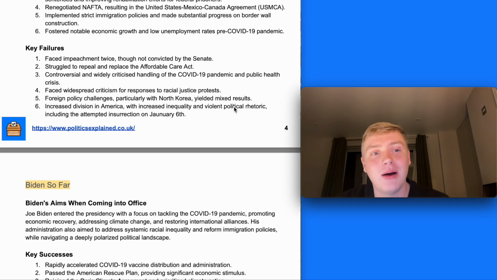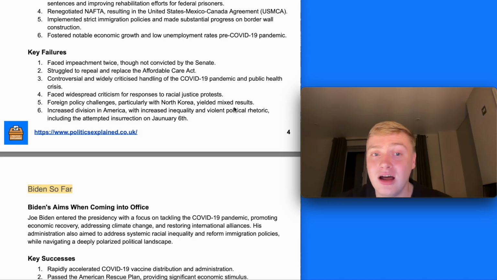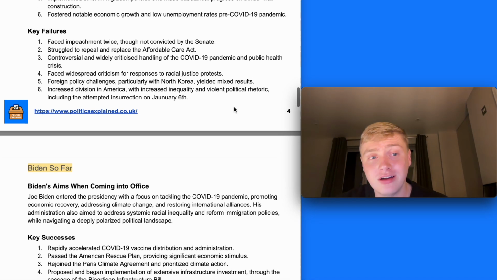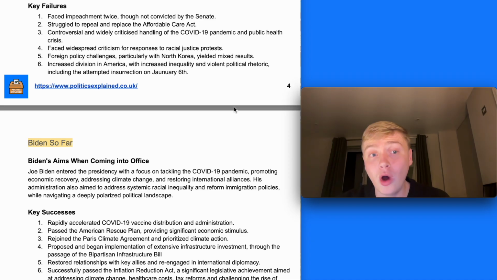His failures included being impeached twice, though not convicted by the Senate in either. He struggled and failed to repeal and replace the Affordable Care Act. He was controversial and widely criticised for his handling of the COVID-19 pandemic and public health crisis. He faced widespread criticism for responses to racial justice protests and Black Lives Matter protests. Foreign policy challenges, particularly with North Korea, yielded mixed results.